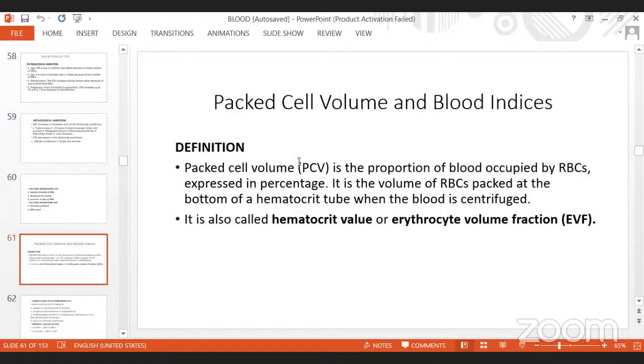Next, coming to the packed cell volume, that is the proportion of blood occupied by RBC. Blood is the fluid, and in that fluid, how much RBC alone is present? That is expressed in percentage. It is the volume of RBCs packed at the bottom of the hematocrit tube when blood is centrifuged. It is also known as the hematocrit value or erythrocyte volume fraction.